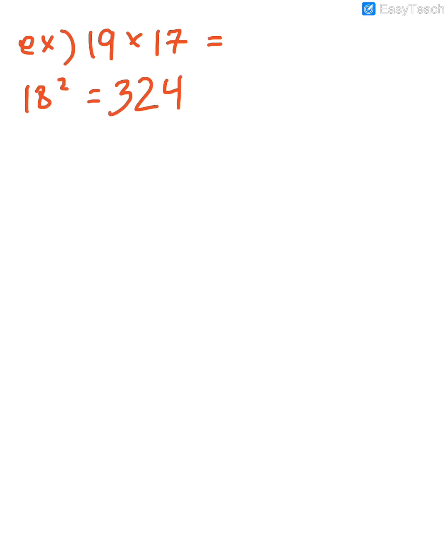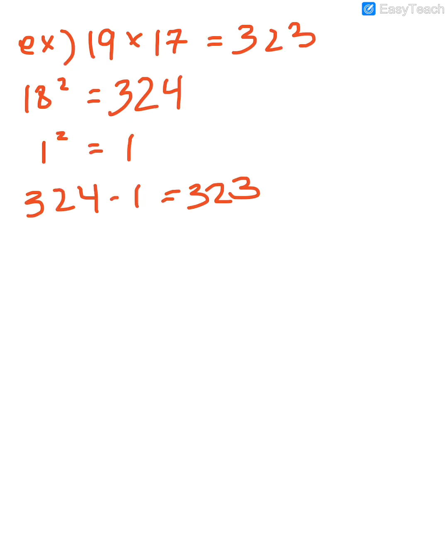Since the difference between the middle number and the other two numbers is 1, you're going to do 1 squared, which is 1, and then 324 minus 1, which is equal to 323, and that is your answer.